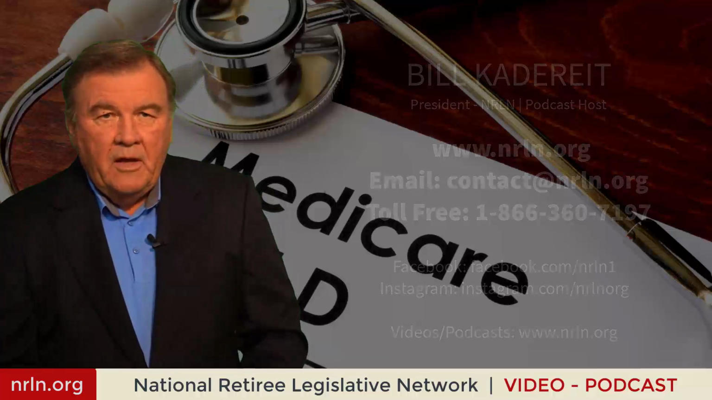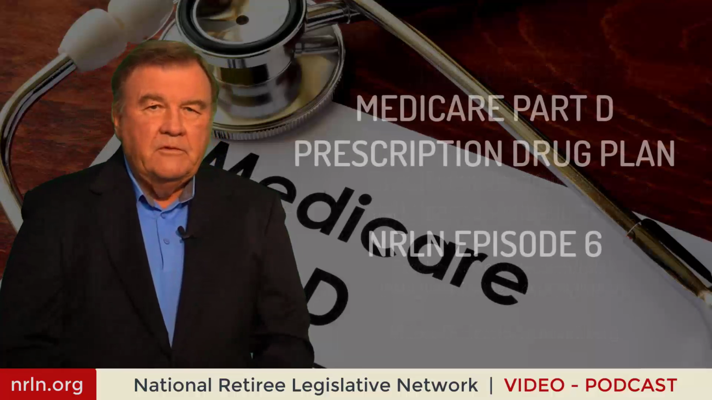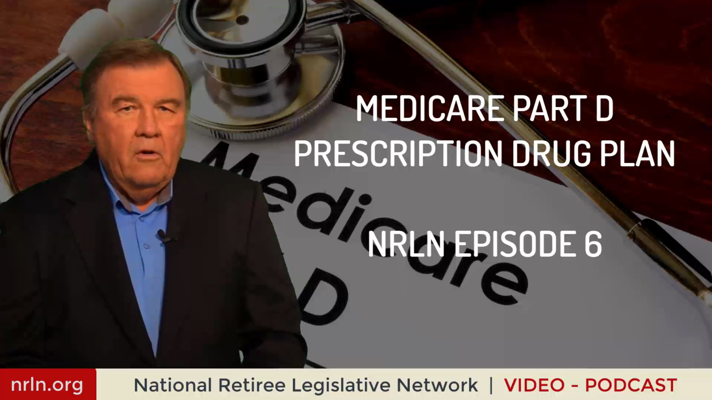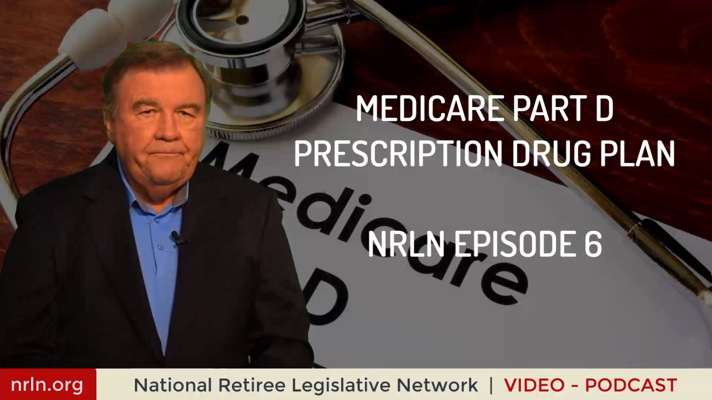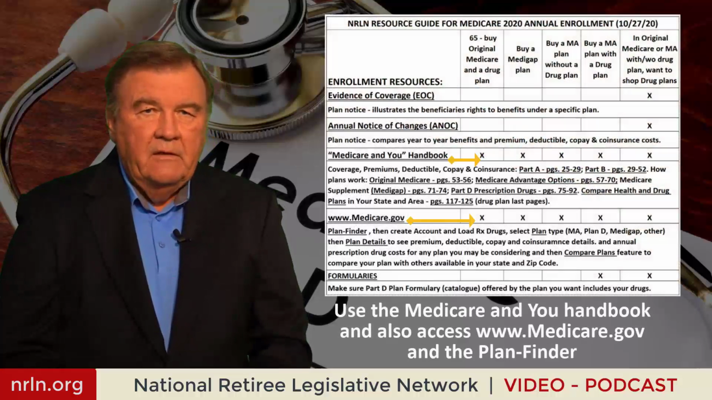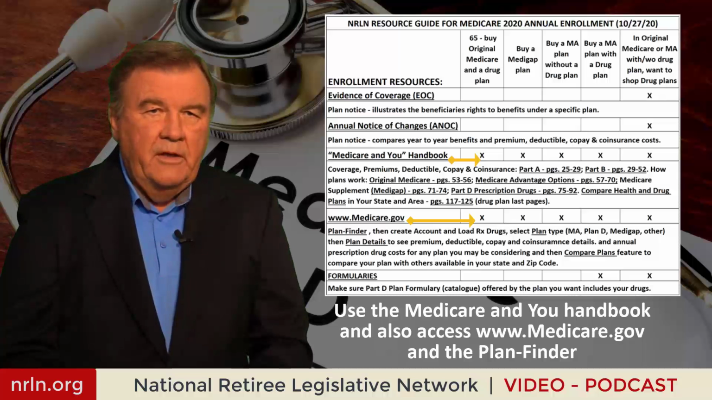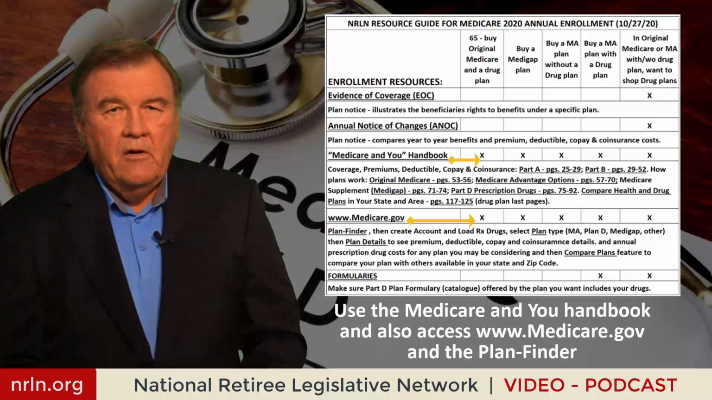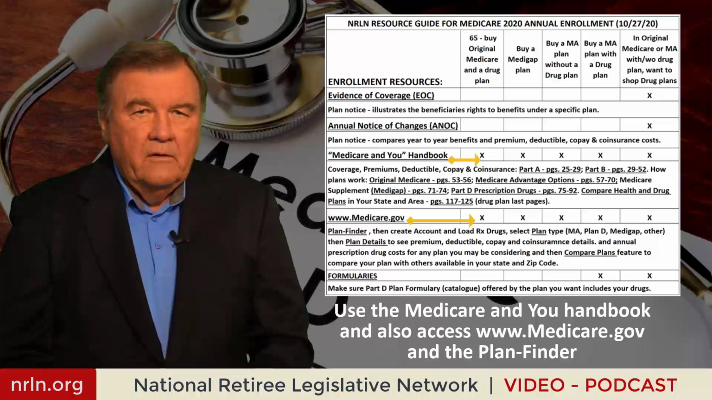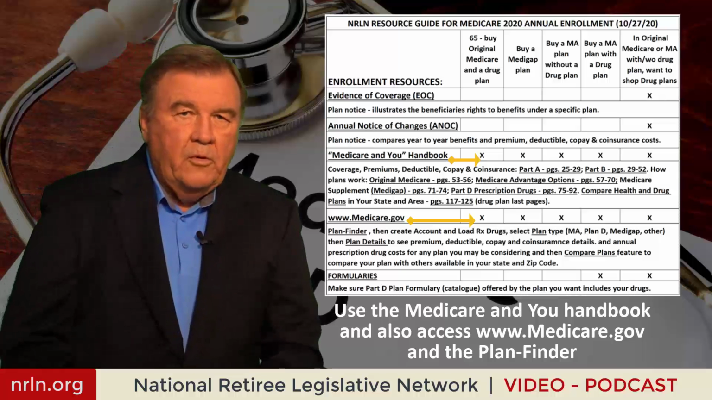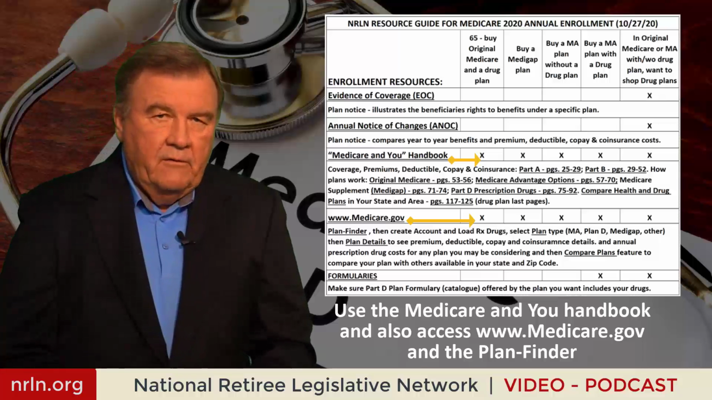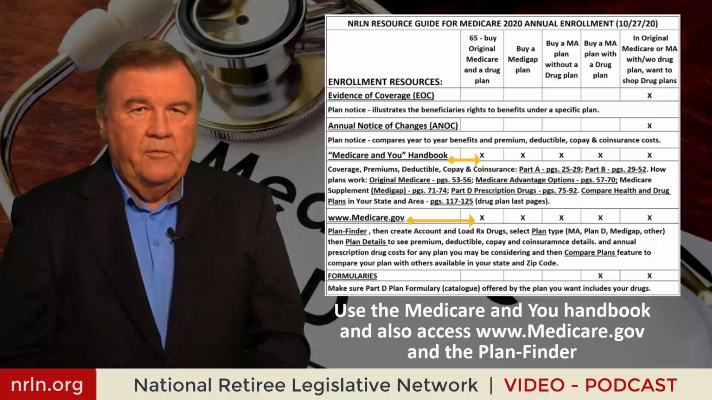In Episode 6, we will apply information and tools used in Episodes 2 through 5 to help you choose a Medicare Part D prescription drug plan or enroll in one by December 7th. Table 1 is a Medicare Plan Enrollment Resource Guide that might help you find information on prescription drug plans. In all examples, you should use your Medicare and You handbook and also access Medicare.gov and the Plan Finder to create a personal account and load your personal prescription drug list, then get premium, deductible, annual drug costs, etc. using the Plan Details feature for your plans.